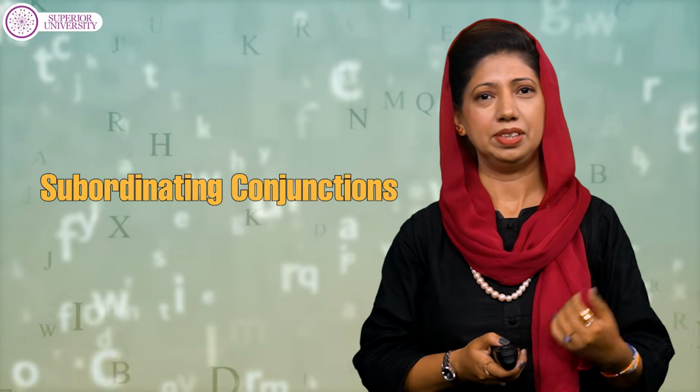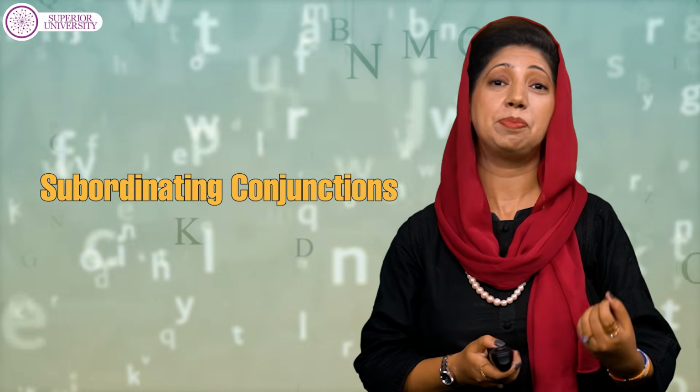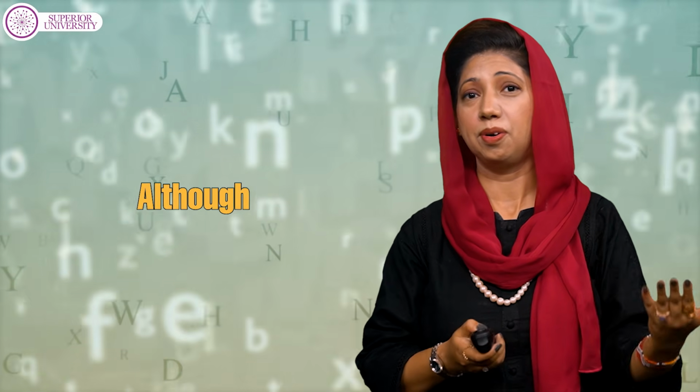The second type is subordinating conjunctions. These connect a main idea with a supporting idea. Common examples include because, although, while, since, if, and when. For example, although it was raining, the students attended the class. The word although introduces additional information and connects it with the main idea.